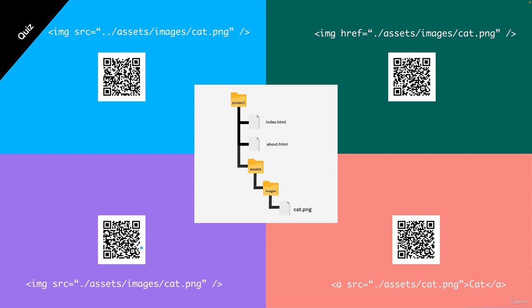Finally, what we have is this one, where we have an image element with a source set to the correct file path, which is the current directory using /. So that means go into the project folder. That's what the / will do for us. And then from there, navigate to the assets folder. And then from there, navigate into images and then into cat.png. So this is the correct answer.